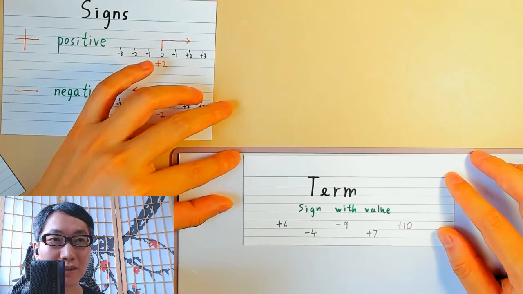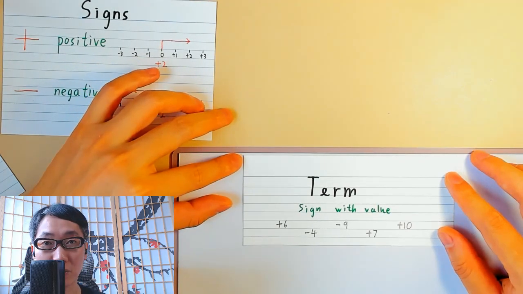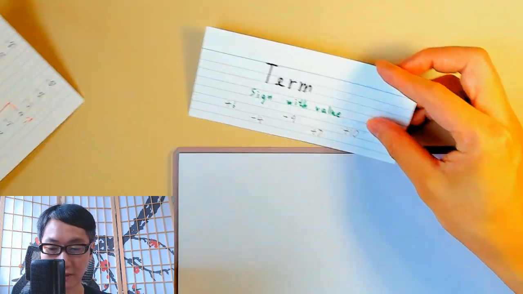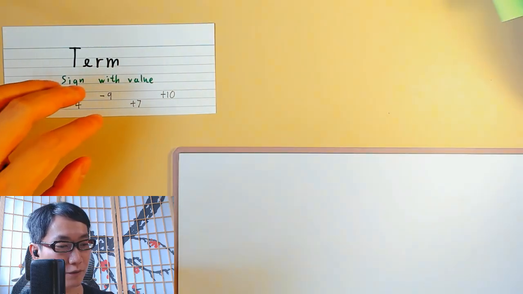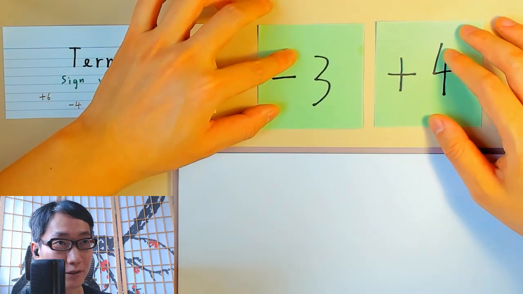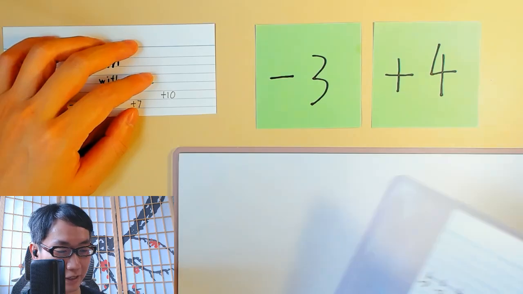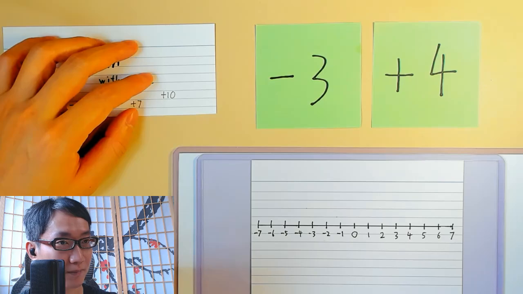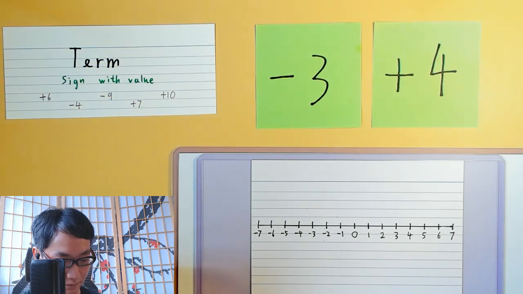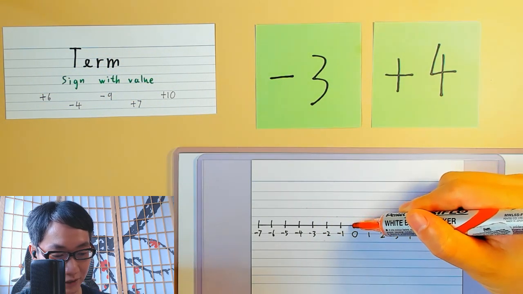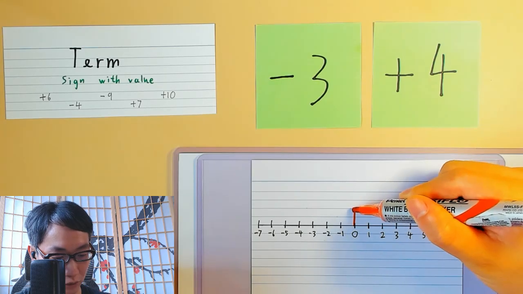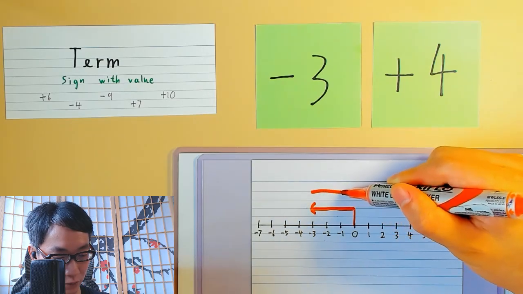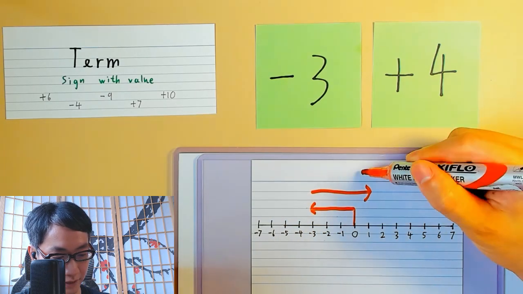So what terms do is that they tell us to do something. So, for example, I have some terms here. Let's do some calculation using the number 9. So it always starts from 0. We go to the left by 3, negative 3, and then positive 4. And then we are here.